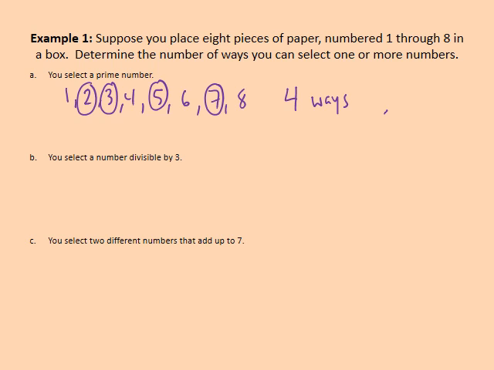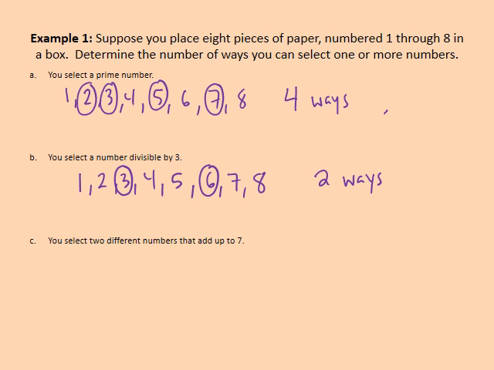You select a number divisible by 3. Once again, our numbers are 1, 2, 3, 4, 5, 6, 7, 8. And the numbers that are divisible by 3 are 3 and 6. So there are 2 ways you can select a number divisible by 3.